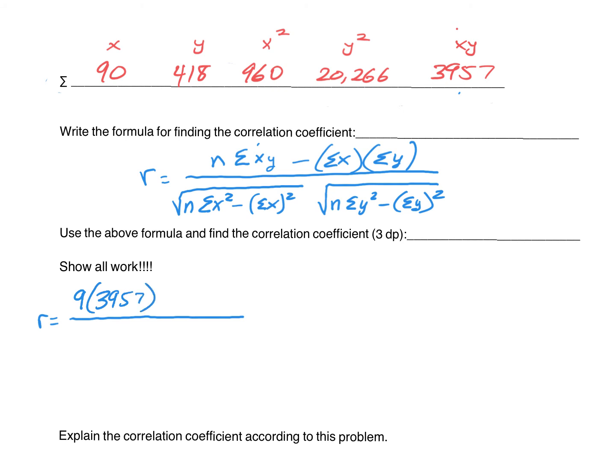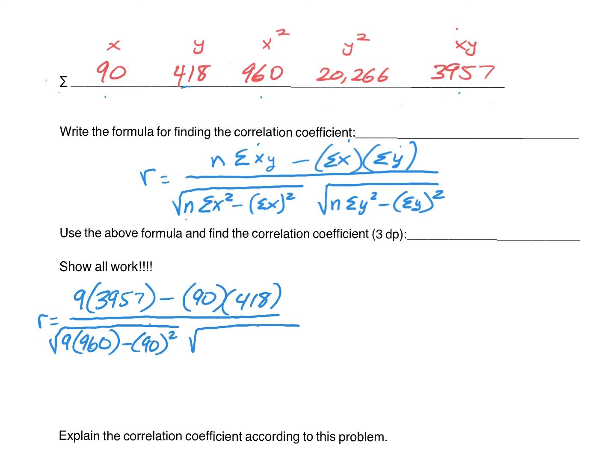3957. Write it in. Minus, we got the sum of my x's, which is the first column, 90. And the sum of the y's, which is this column, 418. I want to see the numbers plugged in. On the bottom, I need an n, which we know is 9. It's getting multiplied to the x squared column, which is the 960. And then I'm subtracting the x column being squared, 90 being squared.